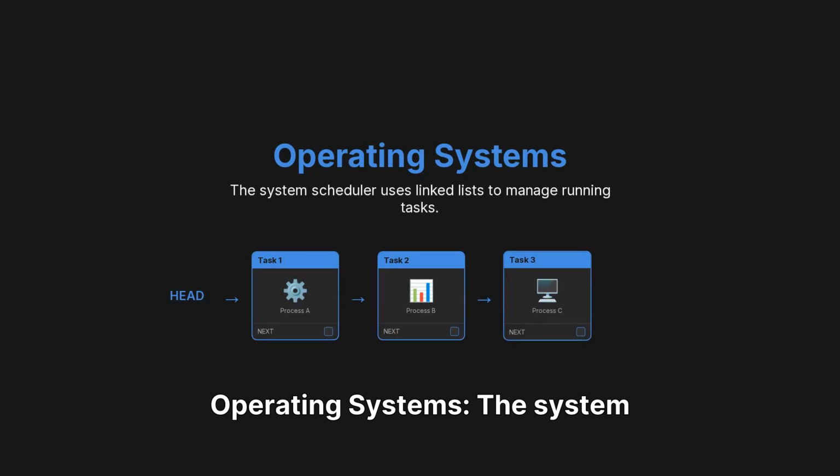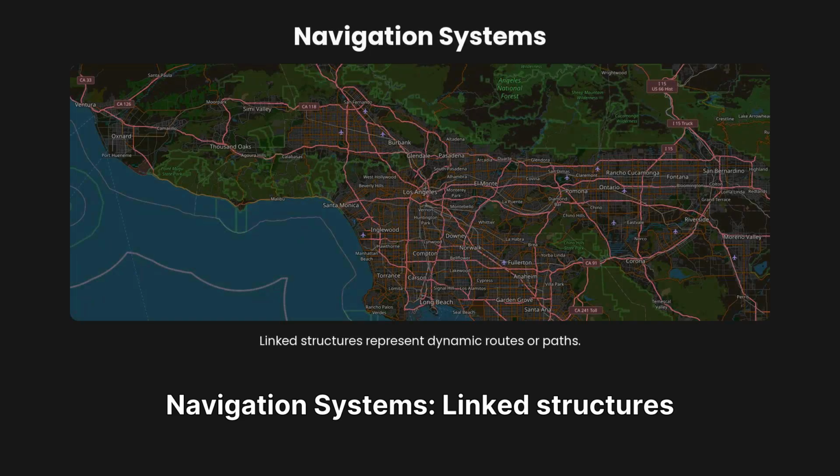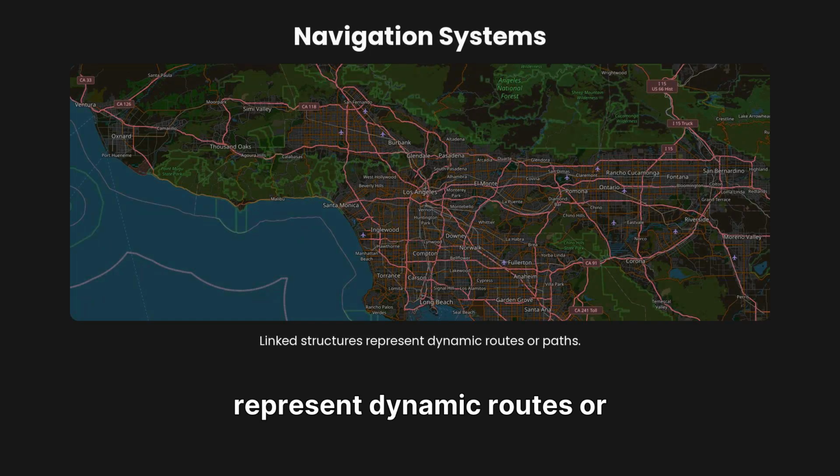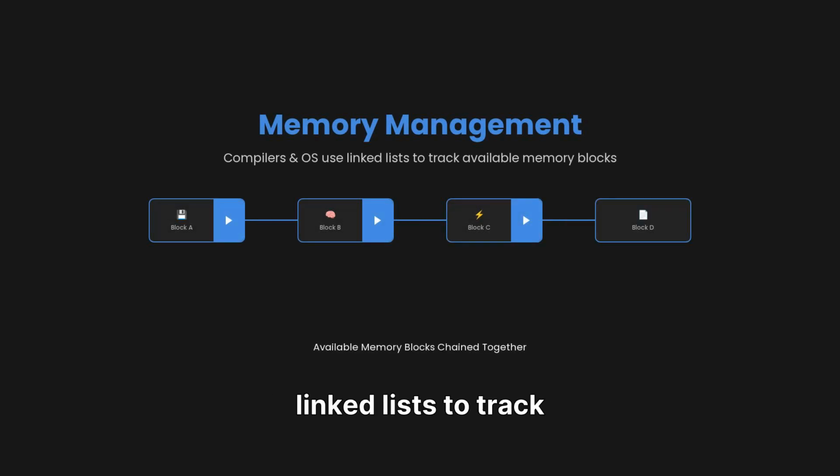Operating systems. The system scheduler uses linked lists to manage running tasks. Navigation systems. Linked structures represent dynamic routes or paths. Memory management. Compilers and OS memory managers use linked lists to track available memory blocks.